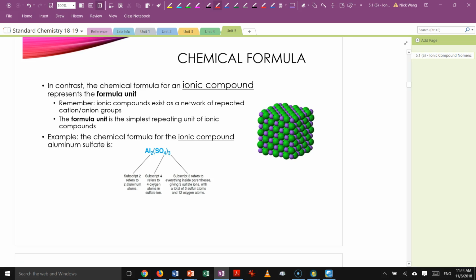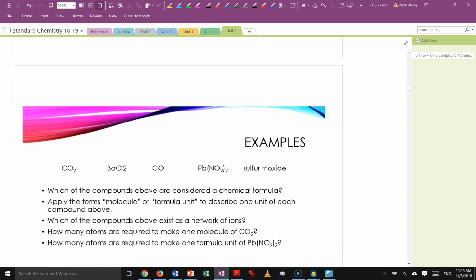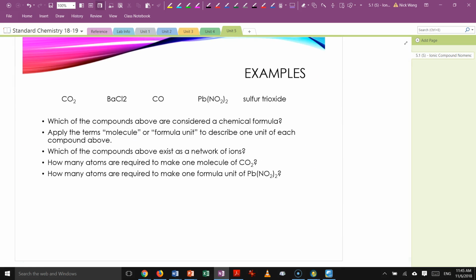But do note, this is a simple one. There are ones that are a lot more complicated. And whatever the case, they all have to be represented with the fundamental repeating unit, which in this case would be NaCl for the one that's in purple and green here, or in this case, Al2(SO4)3. And we'll talk about some more of what that looks like later on.